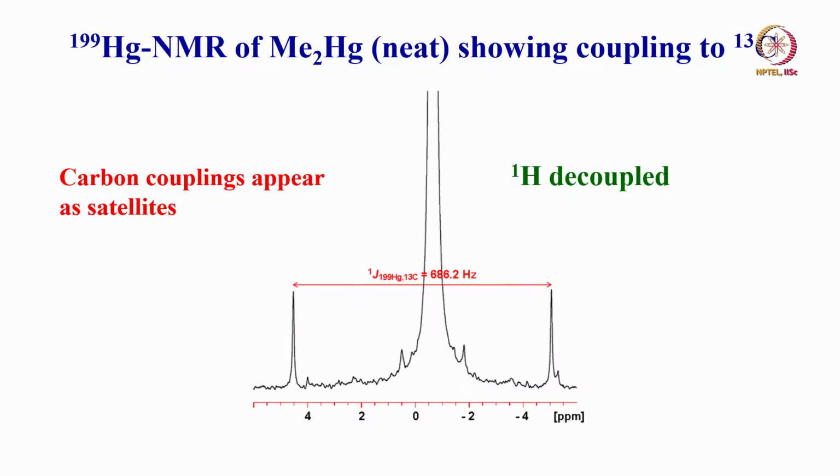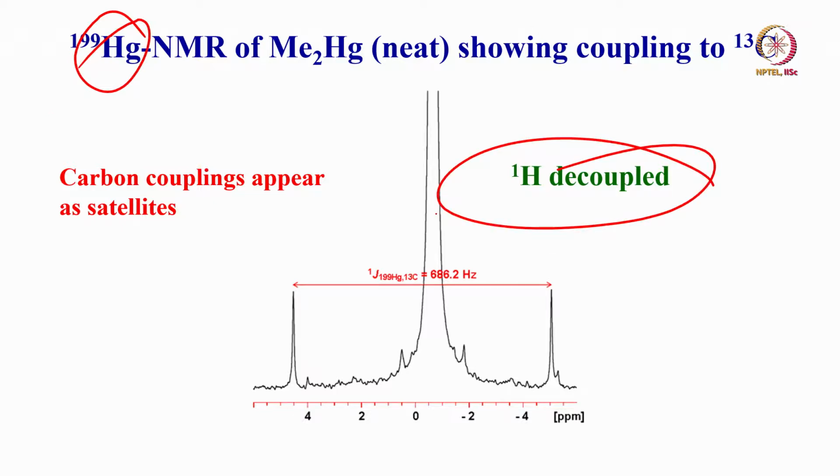The same thing you can see in mercury NMR, but proton decoupled. Break the coupling with proton, then you are going to get 2 peaks here. What are these 2 peaks? You are breaking the coupling of mercury with proton, but not mercury with carbon.